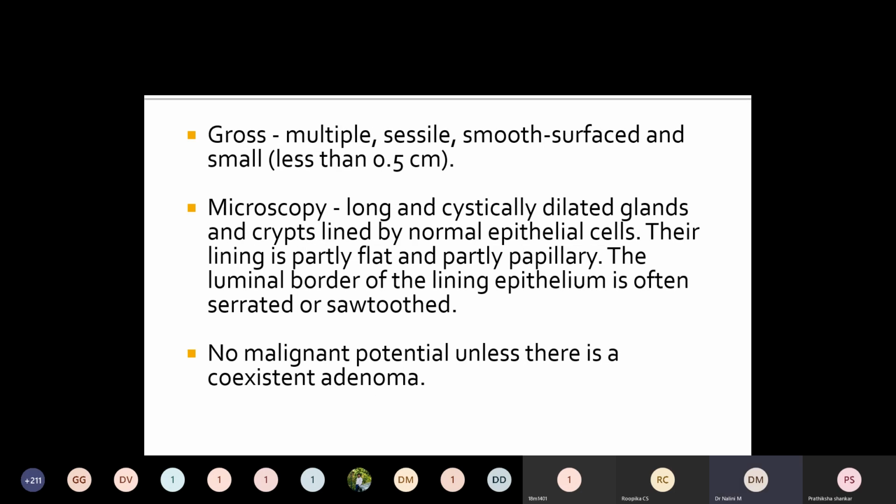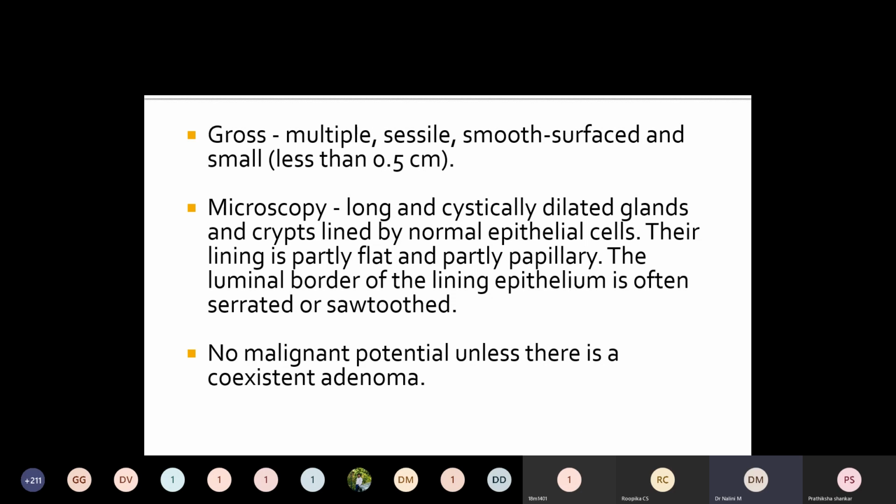Grossly, these are multiple, but could be sessile and smooth surfaced, and they're less than 0.5 centimeters. And microscopically, they're long and cystically dilated glands, and crypts can be lined by normal epithelial cells. Lining is flat and could be papillary. It may not be a true papillary, it could be pseudopapillary again because of the hyperplasia. And the luminal border of the lining epithelium is usually serrated or sawtooth.